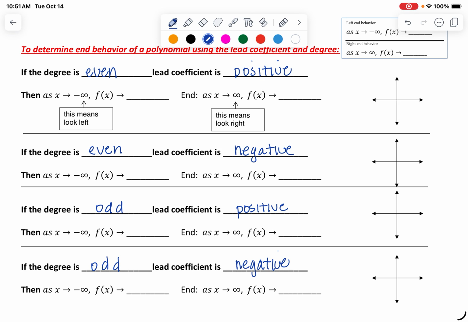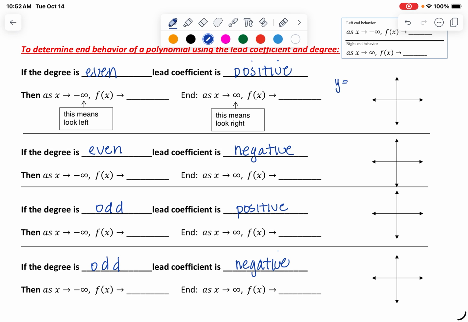All right, so let's talk about what happens with each one. Let's do a sketch of a possible graph. If the degree of the polynomial is even, so the highest exponent is even, and the lead coefficient is positive, let's give ourselves an example of that. Let's use y equals instead of f of x just to keep it simple. Positive lead coefficient, so let's do 1.